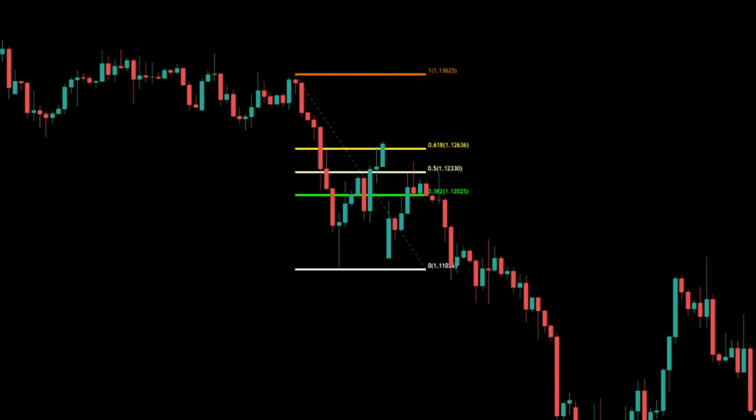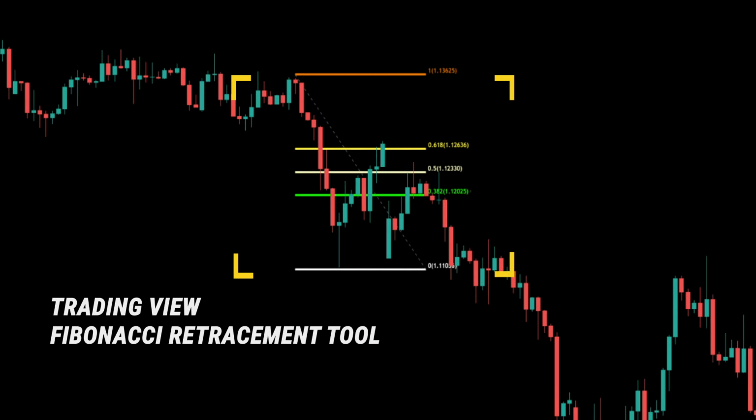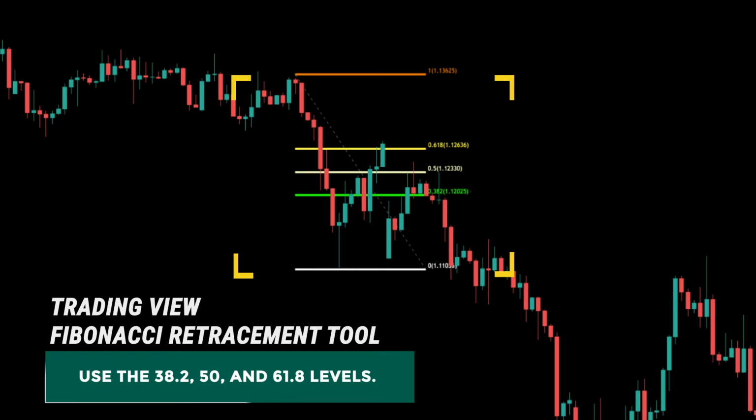Most charting platforms such as TradingView provide a lot of levels on the Fibonacci retracement tools. Now, you don't have to use all of these levels. Personally, I use the 38.2, 50 and 61.8 levels. You can remove the other levels from the Fibonacci tool.